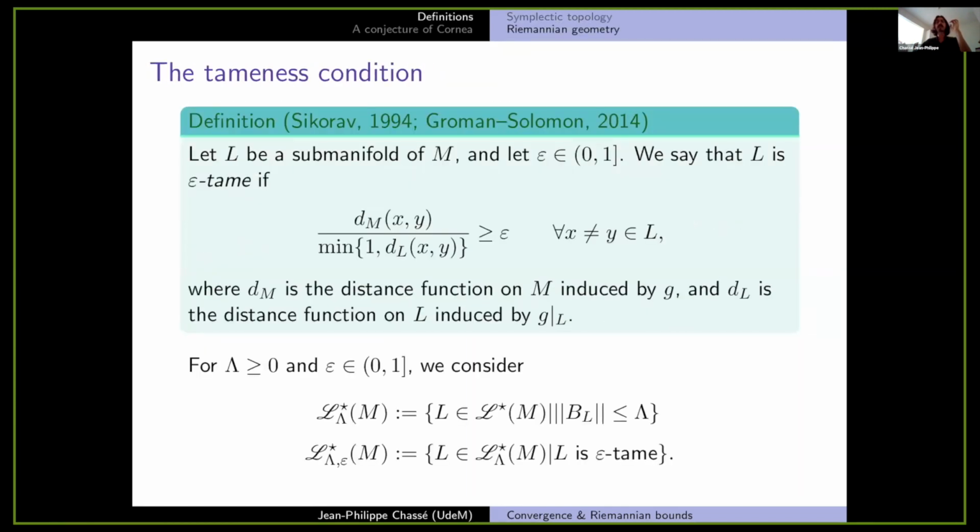Great. Now that I have my two conditions, the norm on the second fundamental form and this epsilon tameness condition, I can define subspaces. I can define the subspace L star lambda of all the Lagrangians which have bounded second fundamental form, where the bound is given by this big lambda, and also L star lambda epsilon, which is all the L in L star lambda which are also epsilon tame. So this is just a bit of notation.